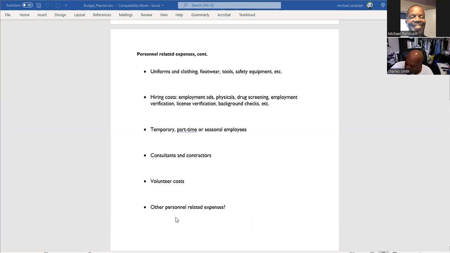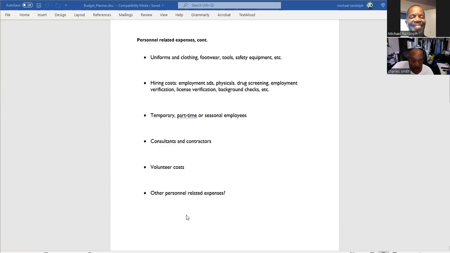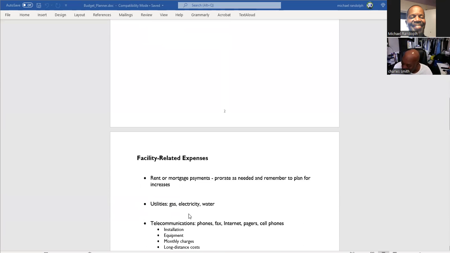Gotcha. Also, you want to include other personnel needs that might be part of that. Okay.